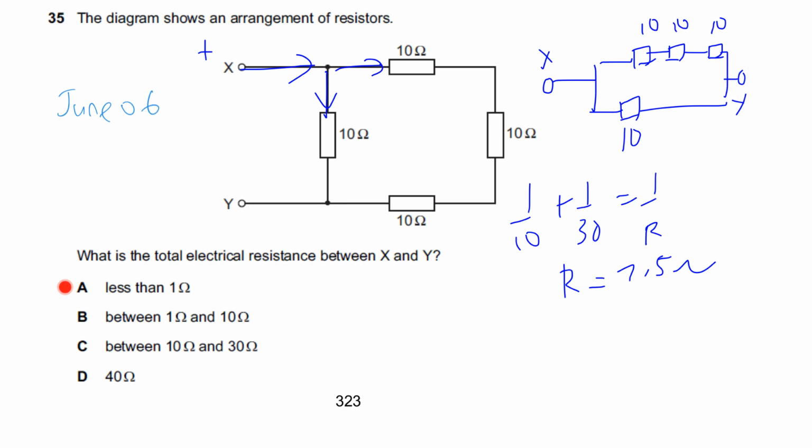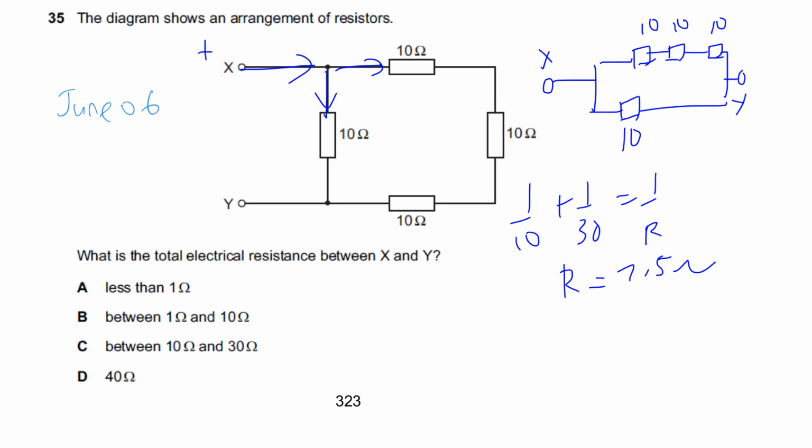So it can be either A or B. But since 30 and 10 is not so much difference, the total resistance will be slightly more than 10, so it will be B. But you can test it out by calculating. So 1 over 10 over 1 over 30 plus 1 over 30 equals 1 over R. Then you get R equals 1.5.